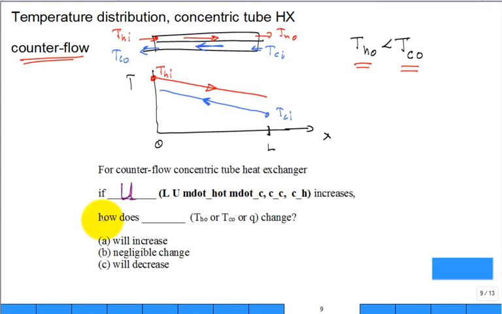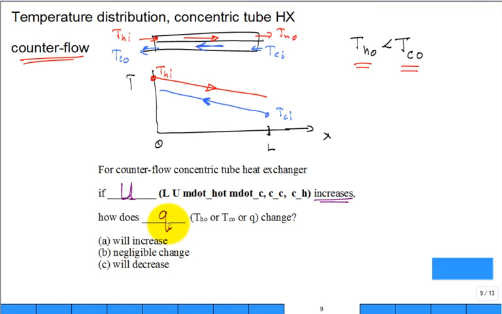Overall heat transfer coefficient for the heat exchanger. It accounts for the convection on the inside, the convection on the outside, and the conduction resistance through the wall, right? What happens if that goes up? What happens if the overall heat transfer coefficient comes up, but I don't change mass flow rates, I don't change inlet temperatures, I don't change specific heats? What happens to, I don't know, Q, or temperature of the cold out, or something like that?